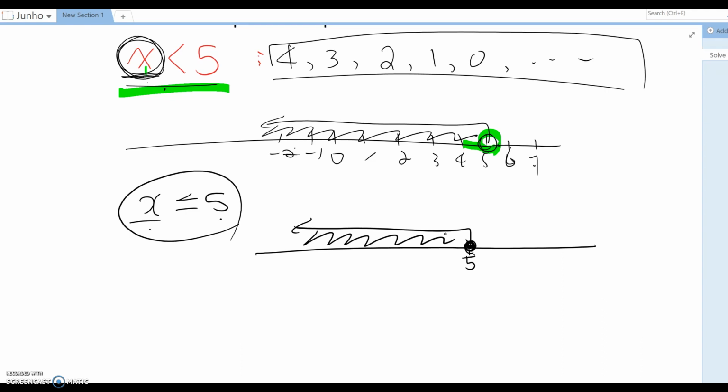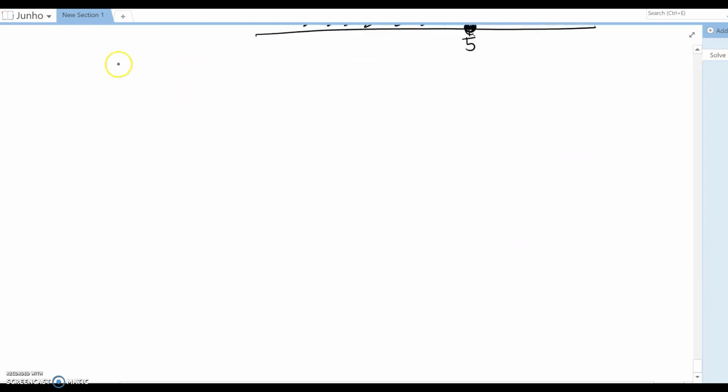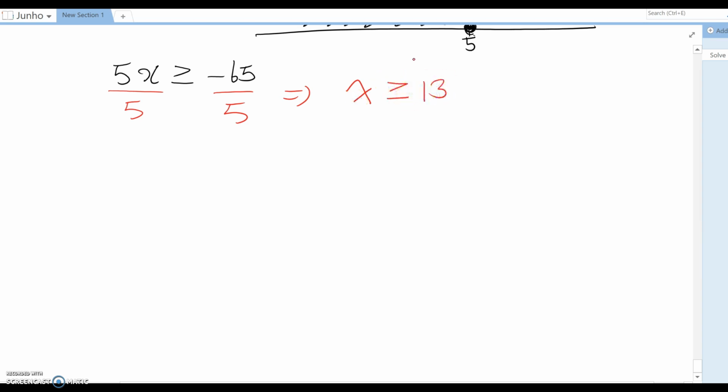Okay, based on this, let's talk about a little bit harder one in the main topic. One question is 5x is bigger than or equal to negative 65. Our goal is to isolate only x, not 5x. Therefore, you need to eliminate the 5 here, so divide by 5, then x is bigger than or equal to 13. You can write this on the number line. Based on 13 here, it should be a closed dot going to the right side.